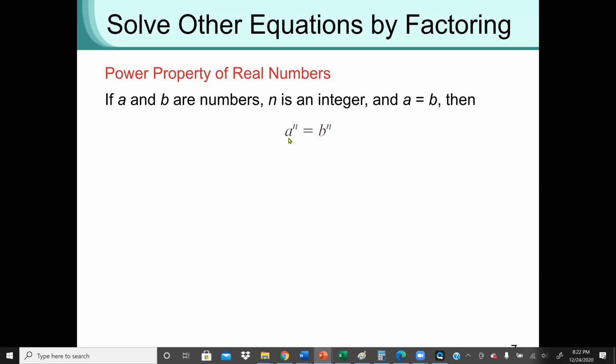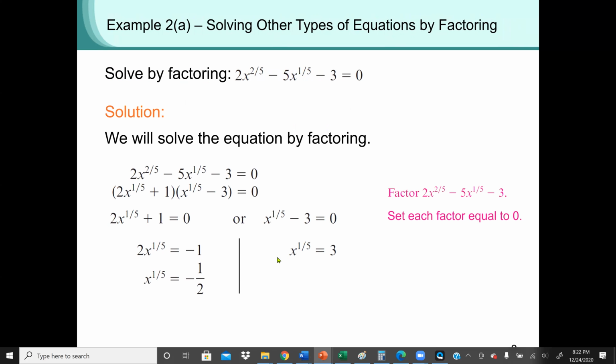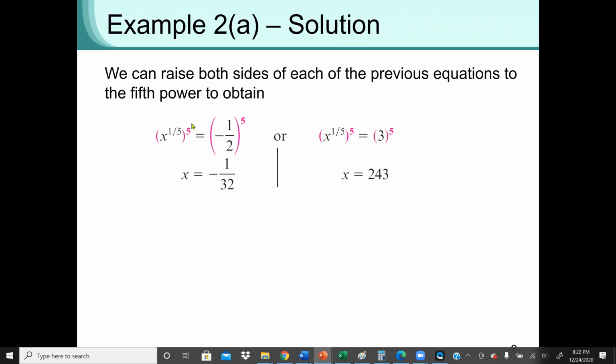If I have a equal to b, that is the same as writing a to the power n equal to b to the power n. The n has to be the same value. So that's the property we are using here. Since we have 1/5, I'll multiply by 5 to cancel 1/5, but I have to do the same thing to the right side to balance the equation.